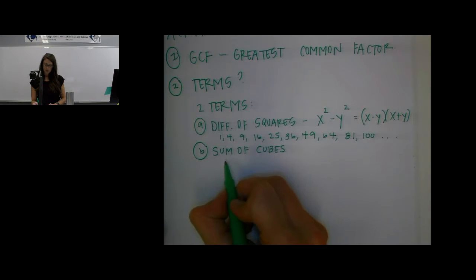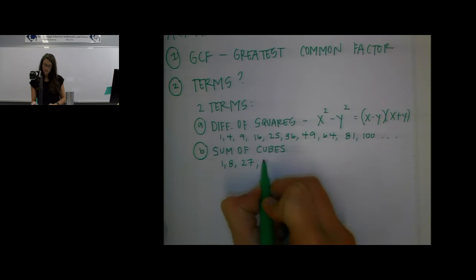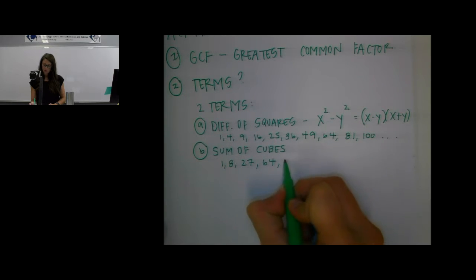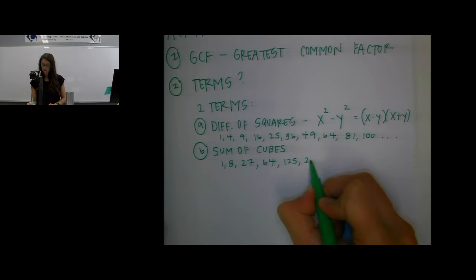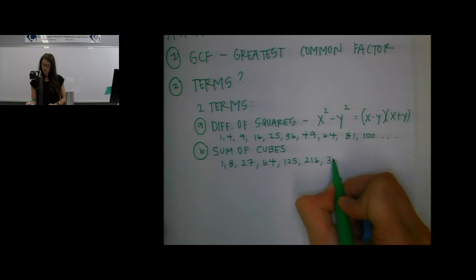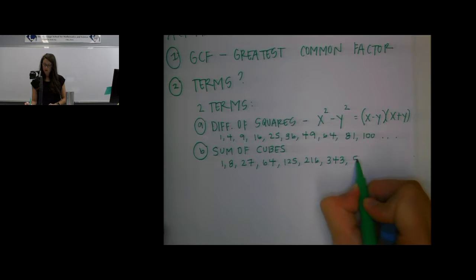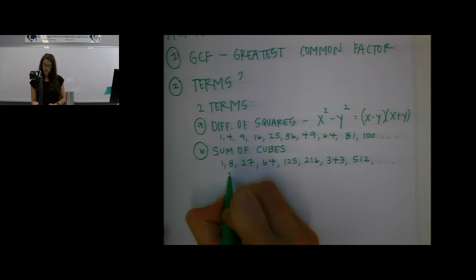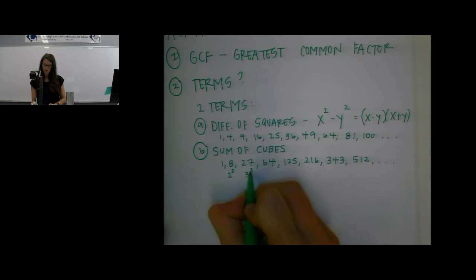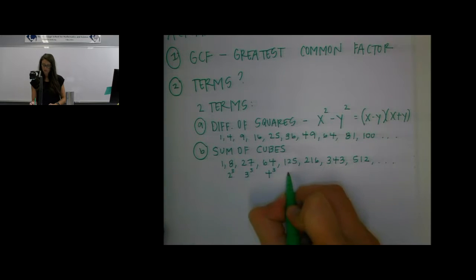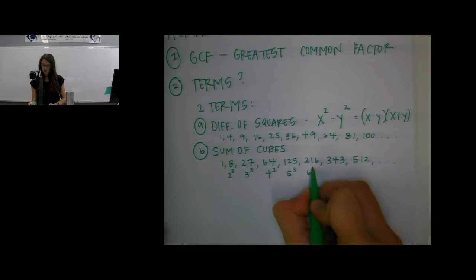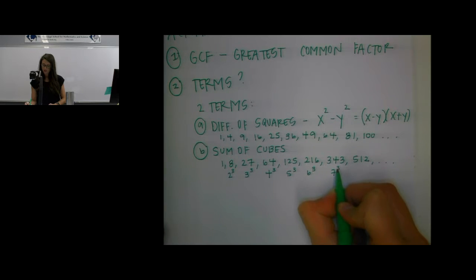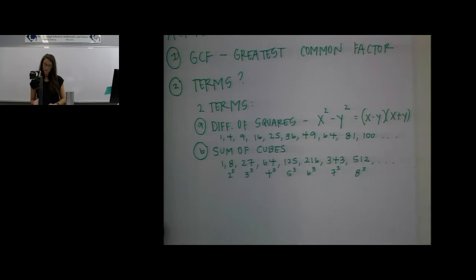What about the cubes? 1, 8, 27, 64, 125, 216, 343, 512, and so on. So this one is 2 cubed, this one's 3 cubed, this one's 4 cubed, this one's 5 cubed, 6 cubed, 7 cubed, 8 cubed.